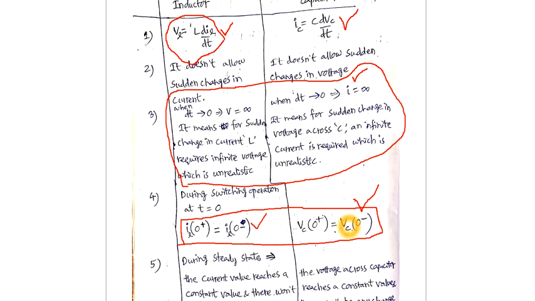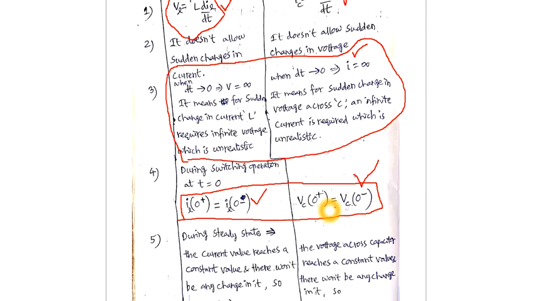Similarly, a capacitor doesn't allow sudden changes in voltage. From that statement you can say Vc(0+) is equal to Vc(0-). So these conditions are very much useful while obtaining the transient response, that is, during switching operation.